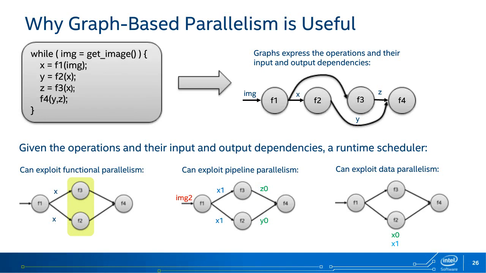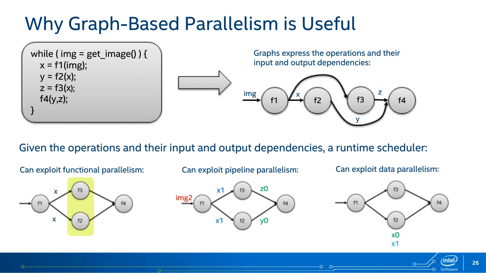And we could also exploit data parallelism. We have this function F2, for example. Because we know its inputs and its outputs, we could execute it in parallel with itself. Or, as we've mentioned before, we can nest other kinds of parallelism within this node. So if, for example, the implementation of F2 included a TBB parallel_for, that would be fine. That will nest efficiently and effectively within the outer graph.